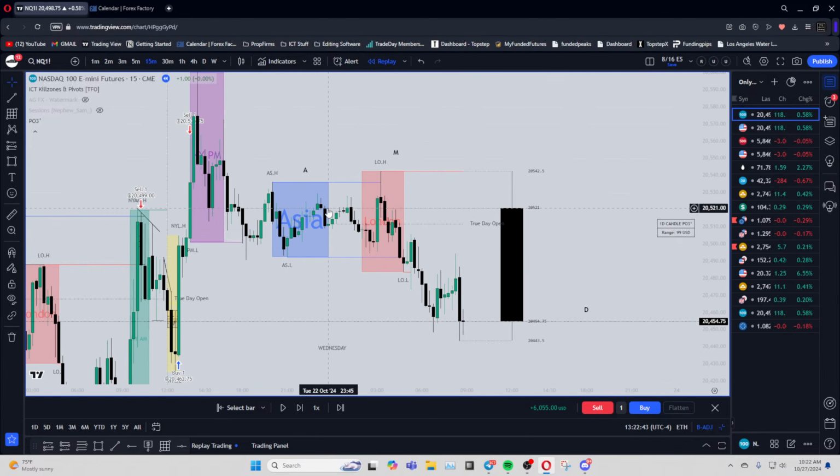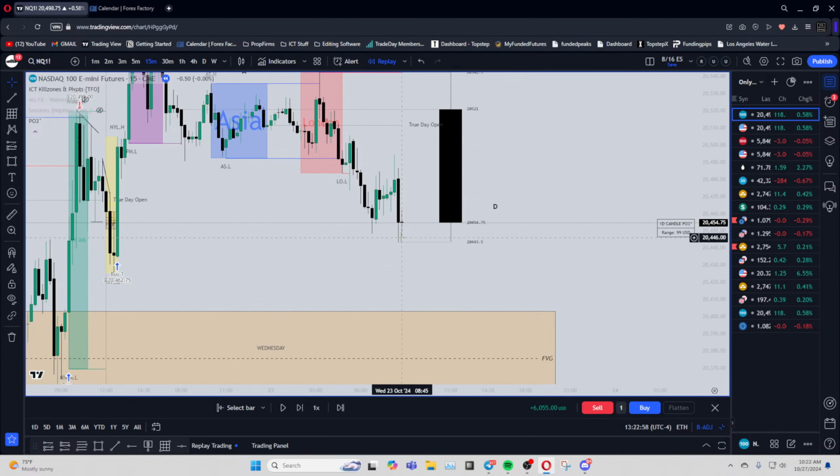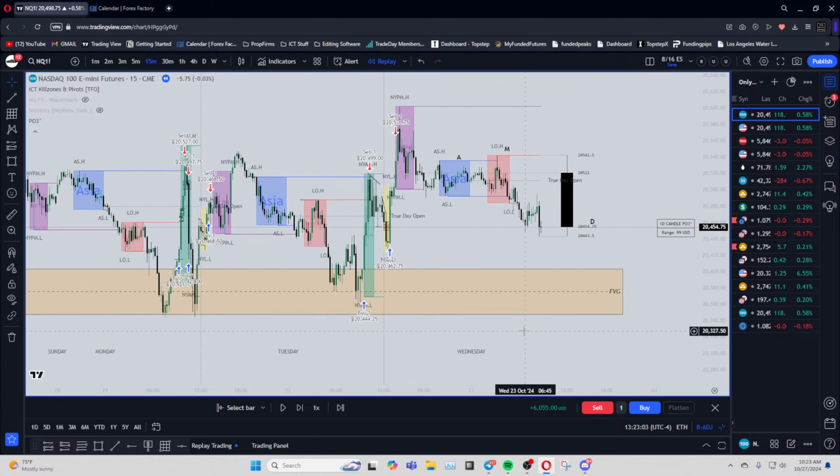So think of it like this. Asia opened right here. This is the opening of the daily candle. We wicked up, creating our manipulation, and then the rest of the day should be our distribution, which we're going to still focus on that silver bullet time.